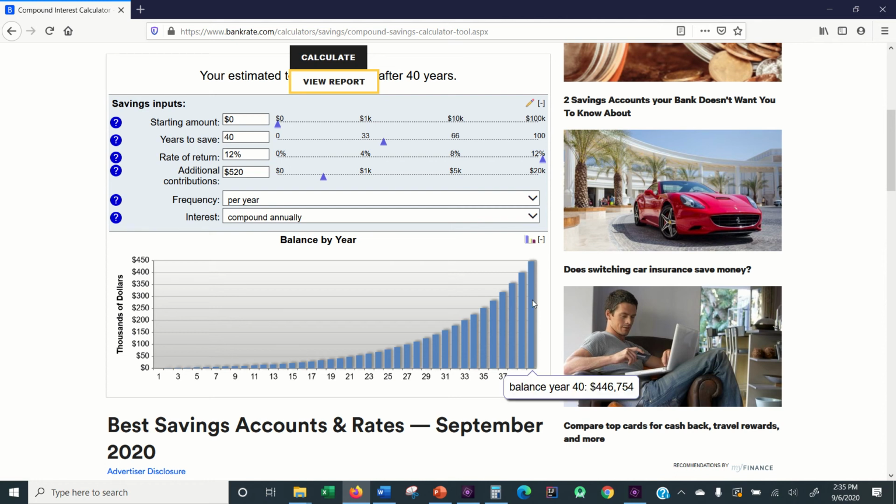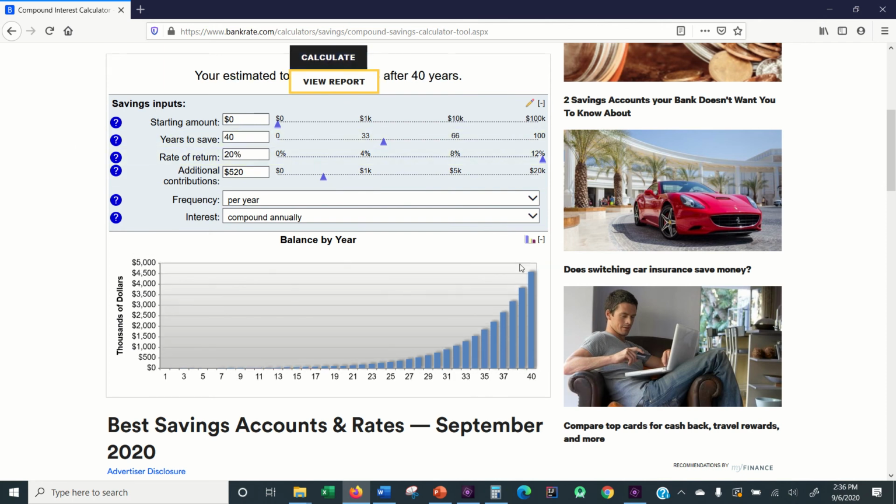Let's, for fun, bump that up to 20%. So again, we said 9%, it's about 190. 12% would give you about 446. Let's see what would happen if you bump this up to 20%. We calculate. Then all of a sudden, if you're able to earn 20% a year on average, that would be worth $4.5 million.